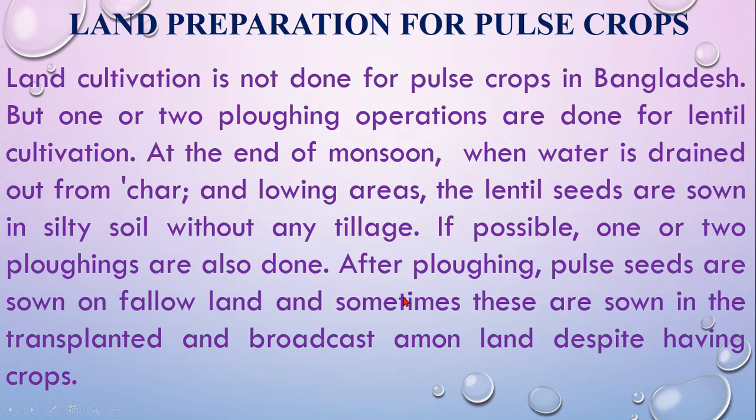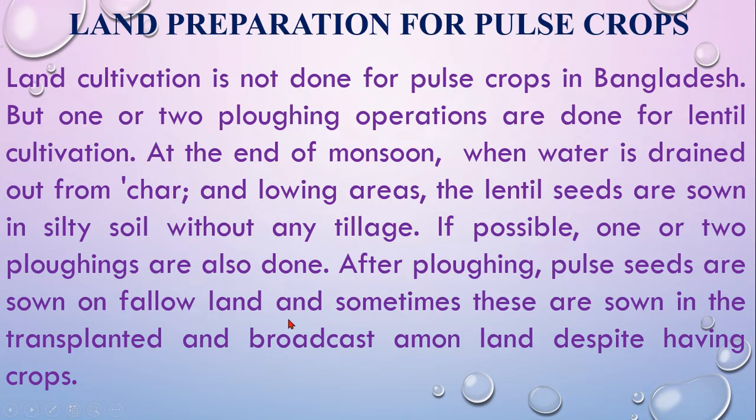That means in the chor region, where the monsoon season is, at the time when water goes down or is removed from the land, that land will be silty soil. That land we can use for cultivating lentil without any type of tillage or plowing. If possible, one or two plowings are also done.